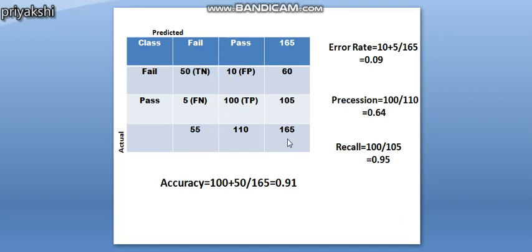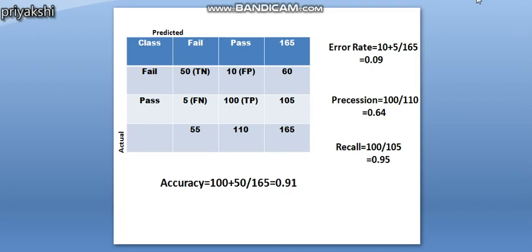And next, we come to how you can calculate the different measures. Accuracy. Accuracy is calculated by true positives plus true negatives divided by the total number of predictions. So true positive is 100, true negative is 50, divided by 165, so it is 0.91.